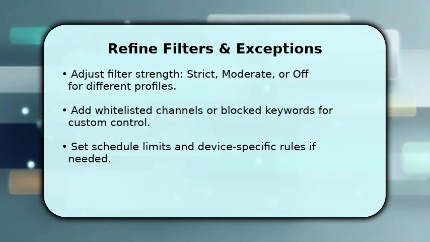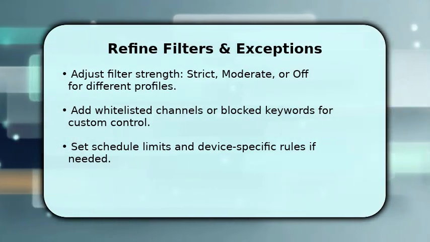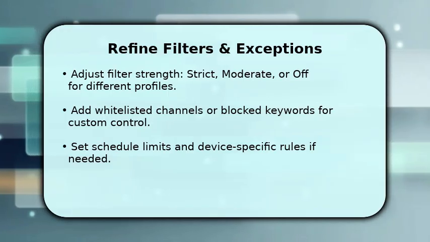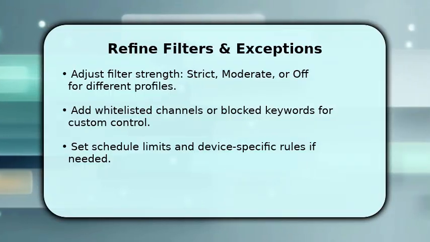Once Safe Search is active, refine how it behaves by choosing the filter strength that matches your needs: strict for minimal risk, moderate for partial filtering. Then add exceptions. Whitelist trusted channels or block specific keywords to tune results.